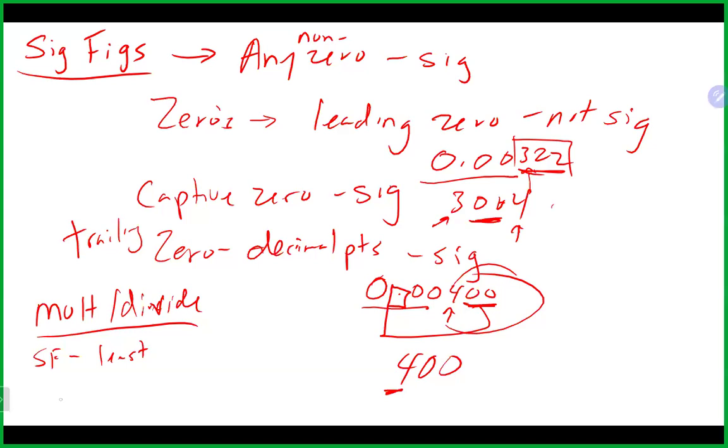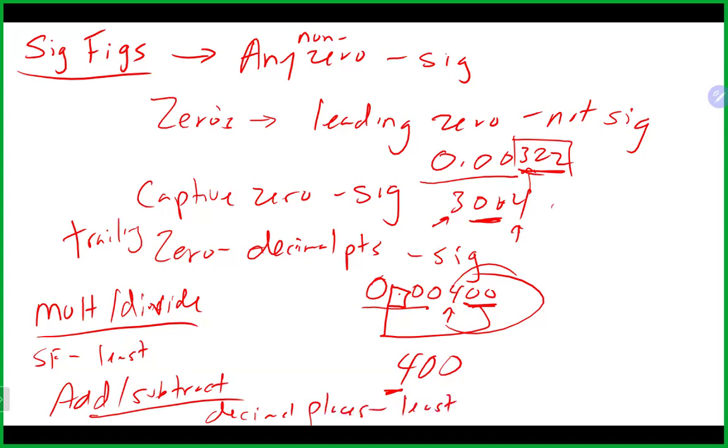And remember that if we add and subtract, it's a little bit different. We are looking at decimal places, and it's also the least. So the least number of decimal places is how many decimal places your answer should have. Remember that that also will give you a certain number of significant figures if you go by decimal places, which might be important if you continue on with that number and use it in another calculation.